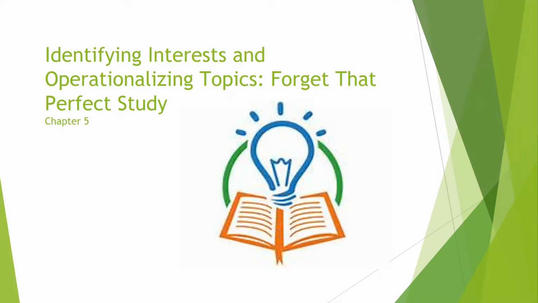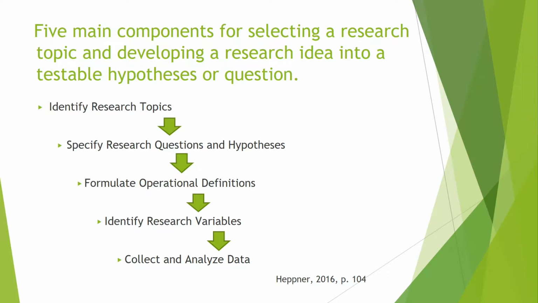So moving on to chapter 5. There are 5 main components for selecting a topic and then developing the idea into a testable hypothesis or question. These components include identifying research topics, specifying research questions, formulating operational definitions, identifying research variables, and collecting and analyzing the data.